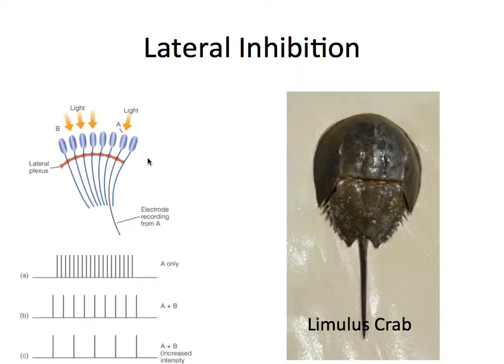And this was first discovered in the horseshoe crab, or the limulus crab, where scientists discovered that if you activate a certain photoreceptor, in this case A, you get a high frequency of response. But if you activate nearby photoreceptors, so here we're activating both A and B, that actually produces a reduced response from the electrode that's connected to A. So there's this particular horizontal projection that connects these, and so activation of nearby neighbors actually produces a reduced response of the original photoreceptor, A.